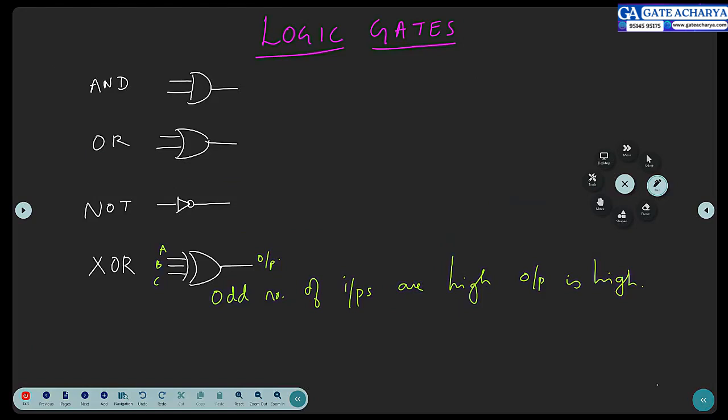Odd number of inputs are high, output is high. I have seen just this definition only asked in lots of ISRO and some state government exams questions. What is the meaning of XOR gate? Odd number of, this is one of the options. The other options are inputs are same, output is high, inputs are not same, output is high. So something like that. So that's all not true. This is the proper definition.